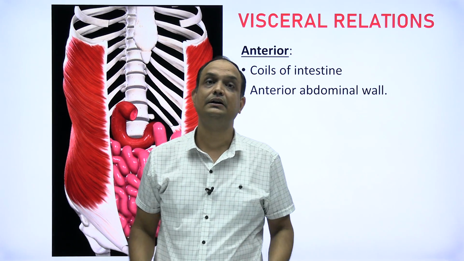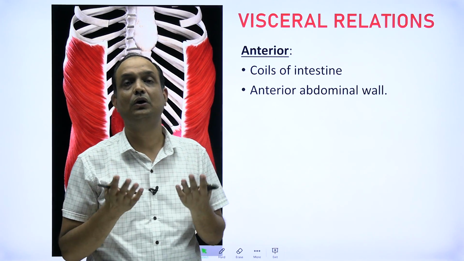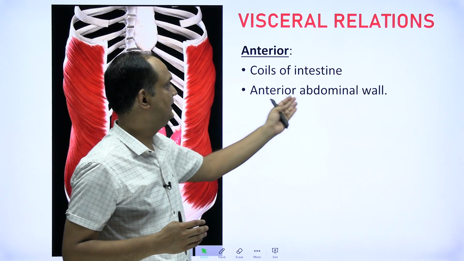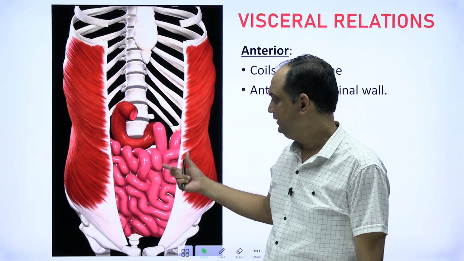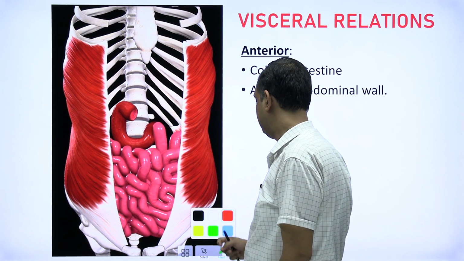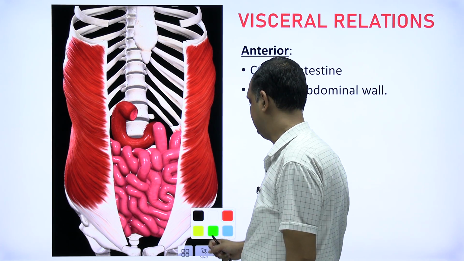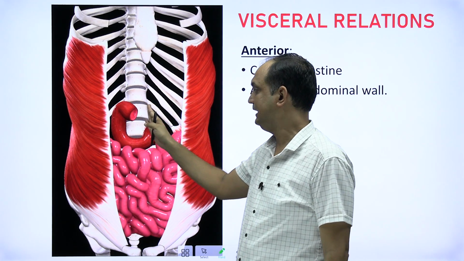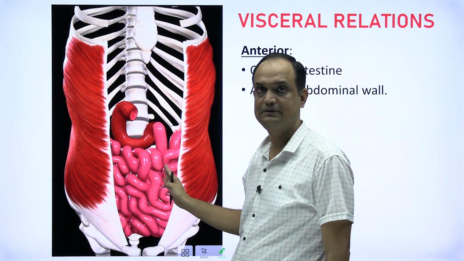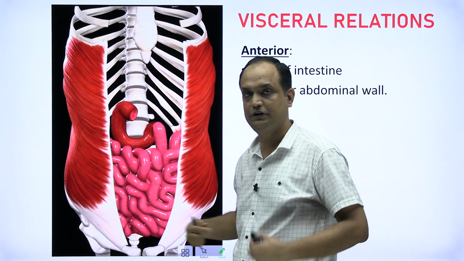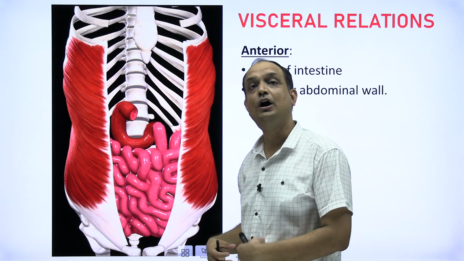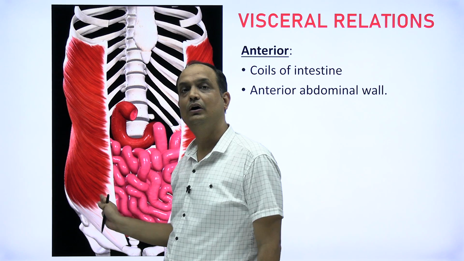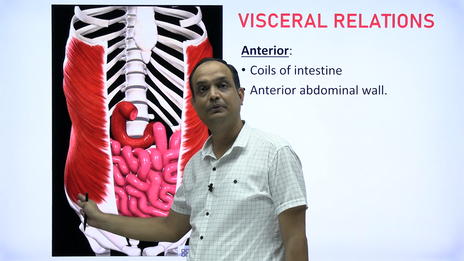Now what are the visceral relations? When we see the visceral relations all around the cecum, anteriorly you are having the relation with coils of intestine and anterior abdominal wall. Now my dear friends, here you can see the anterior abdominal wall. Now what we have done in this image is remove the midline area of the anterior abdominal wall. We have removed the rectus sheath, we have removed the rectus abdominis. But after removing the middle portion of your anterior abdominal wall, still I am not able to see the cecum. That means the cecum is located on the right side of your anterior abdominal wall.